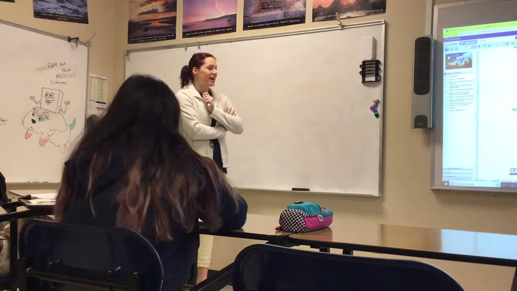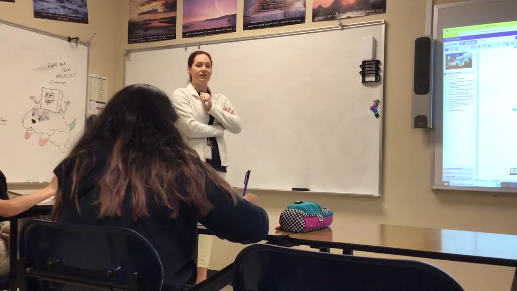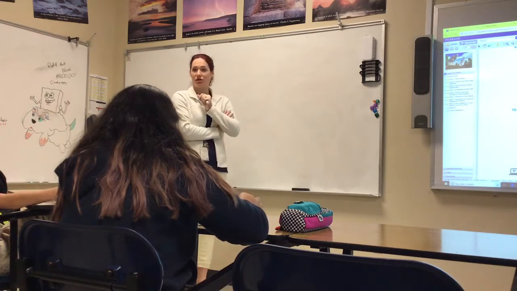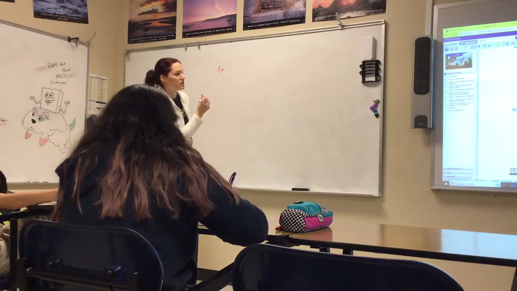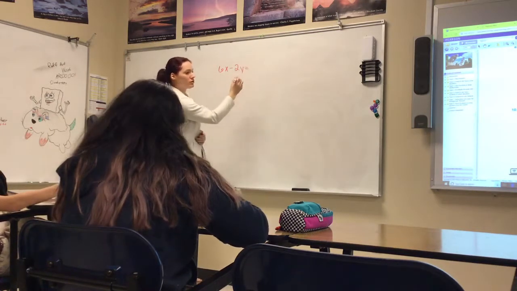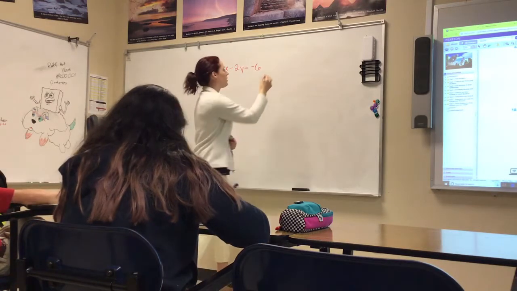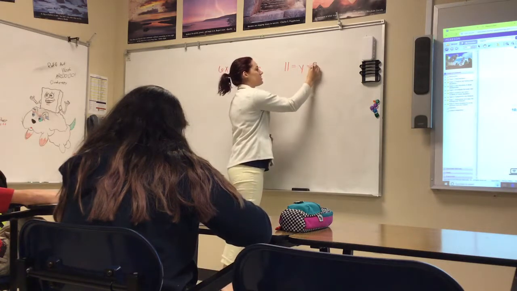Okay, number 11. Number 11 says, Tim incorrectly says that the solution of the system is x equals -9 and y equals -4. So A, what is the correct solution? So we've got to find the solution. So I have my two equations, 6x minus 2y equals negative 6, right? Am I seeing that right? Yes. And 11 equals y minus 5x.